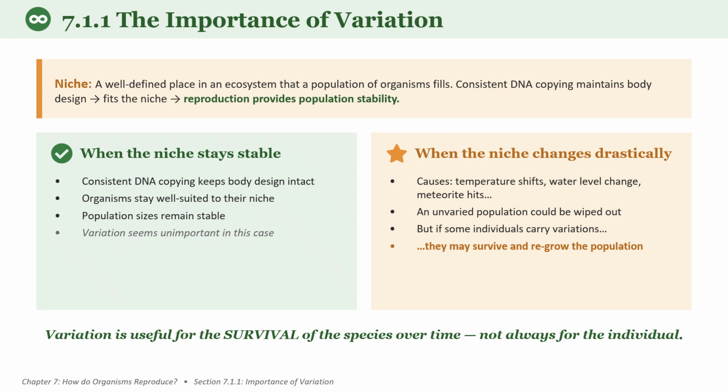So in such situations, variation may appear unnecessary. But when the environment changes, what happens? Environmental changes may include temperature increase, we know global warming, right? And drought, floods, disease outbreaks, and natural disasters. Under such conditions, variation becomes extremely important. Why? Because some individuals may possess characteristics that help them survive new conditions. These survivors reproduce and save the species from extinction.